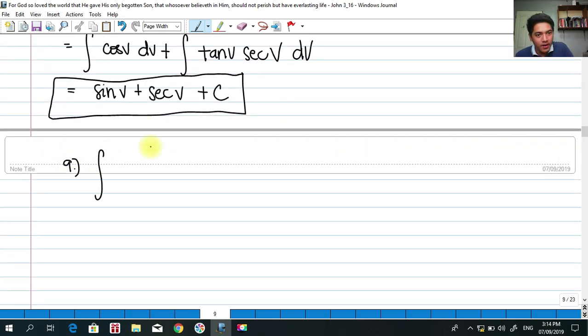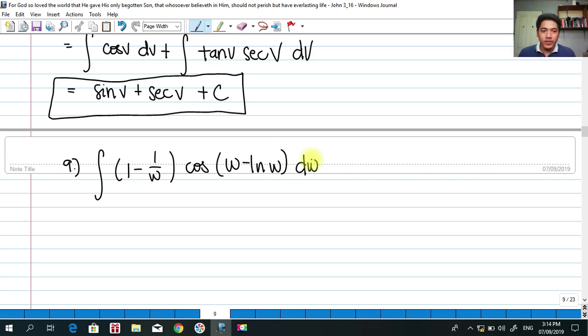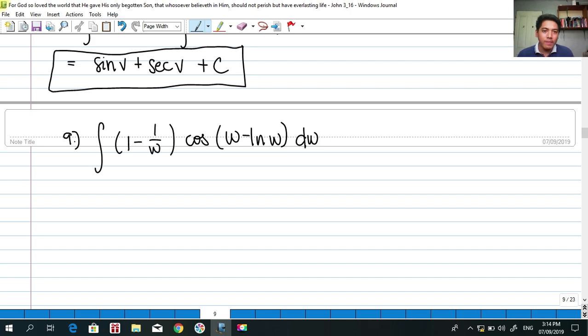Number 9, we have to find the integral of (1 - 1/w) cosine of (w - ln w) dw. So this may look like a strange integral. But if you analyze this part of the integral, it has a relation with this, because if this is the inside of the cosine function and we take the derivative of it, it is equivalent to this. So in this problem, we let u equal w - ln of w, because we cannot use any identities here. We have only one trig function, and it does not seem to have any relationship with the other part of the integral. So this might be a simple u substitution.